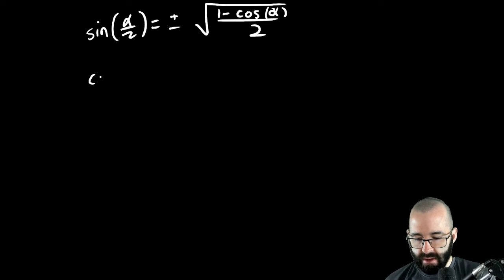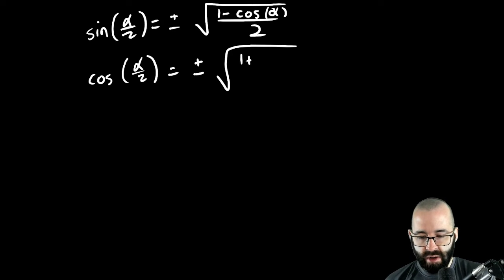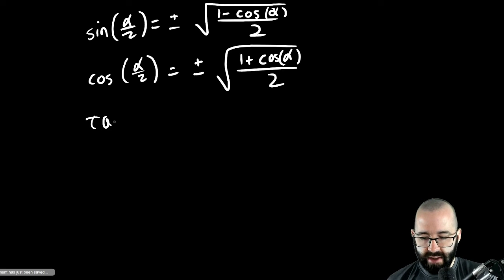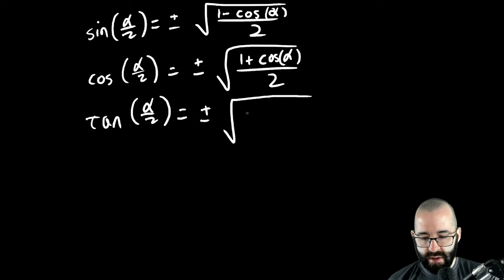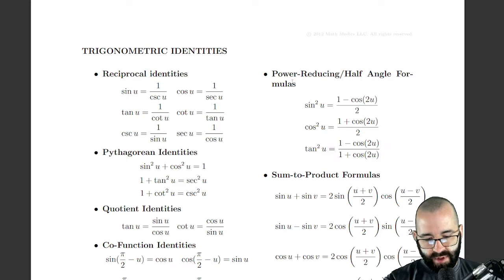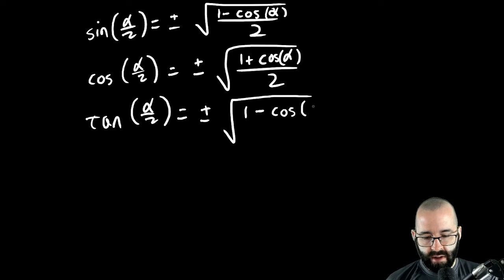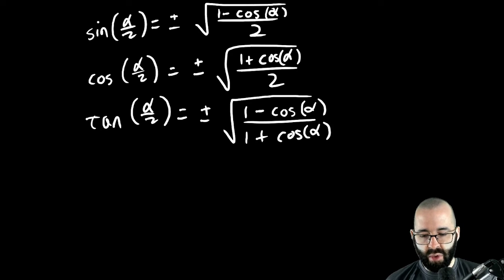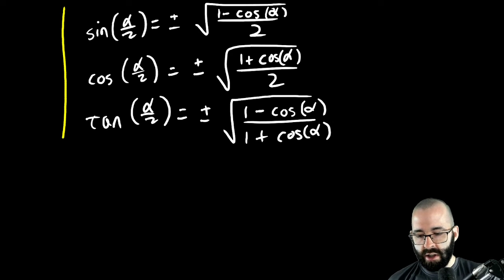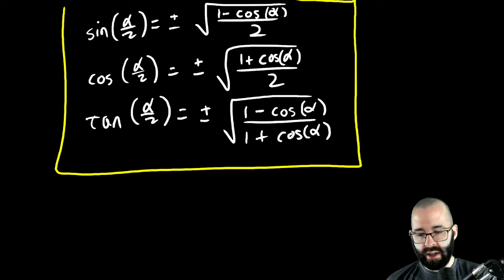The cosine of alpha over 2 is very similar. Again, plus or minus the square root of 1 plus cosine of alpha over 2. And the tangent of alpha over 2 is plus or minus the square root of 1 minus cosine of alpha on the top, I believe. Yep, 1 minus cosine of alpha over 1 plus cosine of alpha. And there's a couple of different forms for tangent, but this is the one I always see, so I'm not even going to include the other ones.